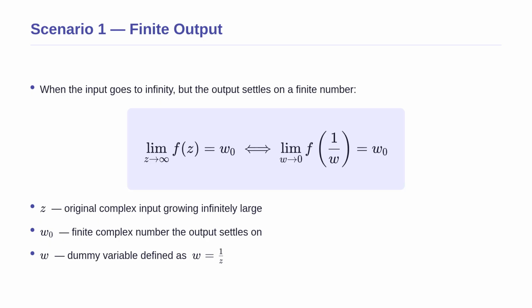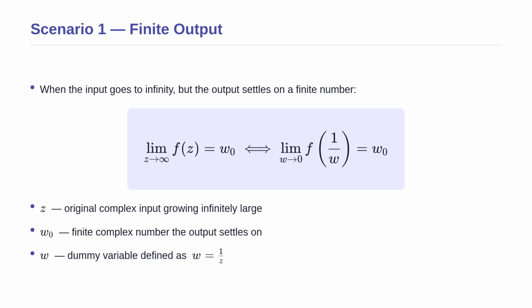Now that we understand the reciprocal trick, let us look at the formal mathematical rules. There are 3 main scenarios we might encounter. The first scenario is when the input goes to infinity, but the output settles on a normal, finite number. In this formula, z is our original complex input variable that is growing infinitely large. The function is f of z, and w0 is the finite number that the output eventually settles on.